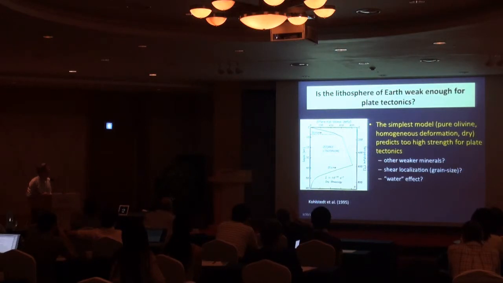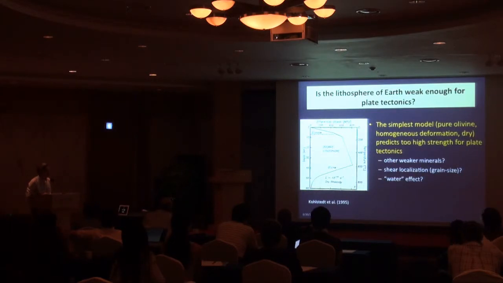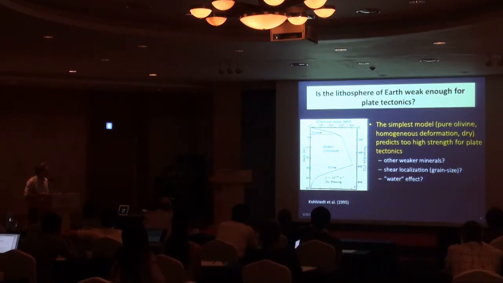And if you read this paper, I don't think they explained this. They probably felt, oh, this is uncomfortable, so they chopped it off by hand. So there is no theory at all for this. But even so, the average strength is several hundred MPa. It's too strong for plate tectonics to occur, because this is the maximum stress below which plate tectonics occurs. So the conventional model is inconsistent with plate tectonics.